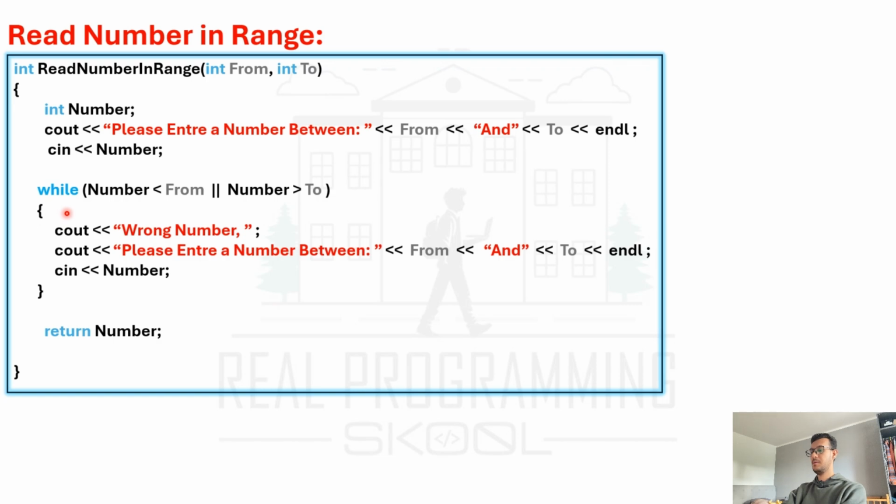So we'll build a while loop. In the condition of the while loop, we will say if the number is less than from, which is 18, or the number is greater than to, which is 45, please display these strings to the user on the console screen. Wrong number, please enter a number between from, which will be, as we said, 18, and to, which will be 45. And the user will be stuck in this while loop until they insert a number in the range that we created as a developer according to the program that we build for the people.